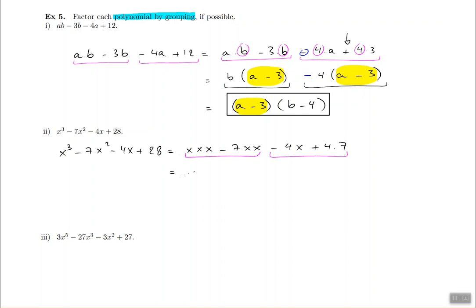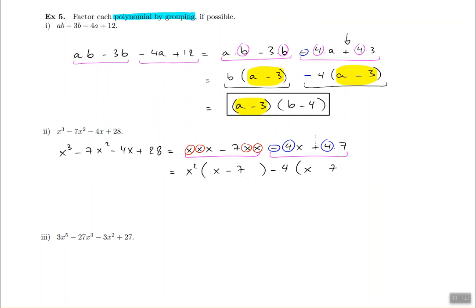So what are the repeats in the first pair? There's x repeating once, and then a second time. So the x is repeating twice, so that's x squared. Leftovers are x minus 7. In the second pair, the 4 is repeating, and not only that, but also the first term has a minus sign. So we're going to factor a negative 4, and we're left with x and 7.